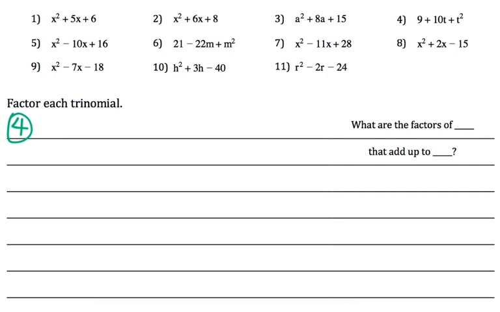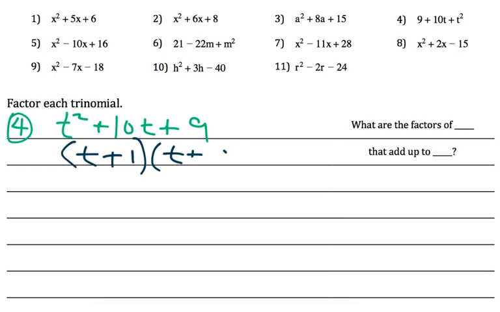Problem 4. 9 plus 10t plus t squared. I don't like that. I'm going to change it to the order that I like to see. t squared plus 10t plus 9. It is in descending order. So what are the factors of 9 that add up to 10? 1 times 9 gives me 9, and 1 plus 9 gives me 10. If I were to try 3, that would not work at all for this problem. So I'm going to write this as t plus 1 times t plus 9.